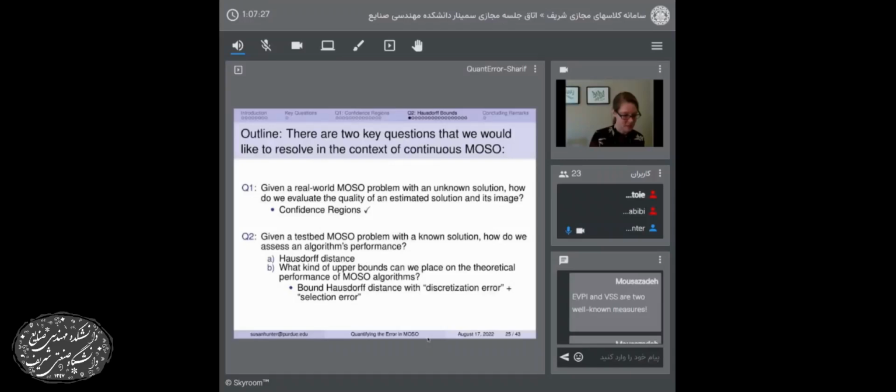EVPI and VSS. Would you be able to spell out the acronyms? Expected value of Pareto information, is that correct? Value of stochastic solution. Yes, so my understanding of expected value is that it tends to arise more in a Bayesian context, or when you have a meta model, like a Kriging meta model. There's also the concept of value of stochastic solution. I see this come up in like two-stage programming.